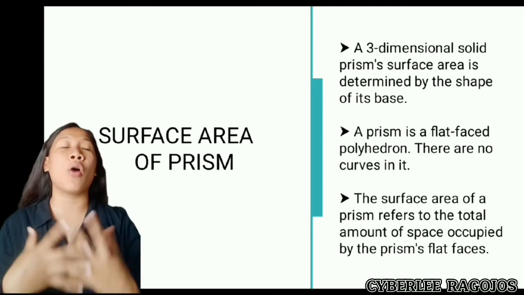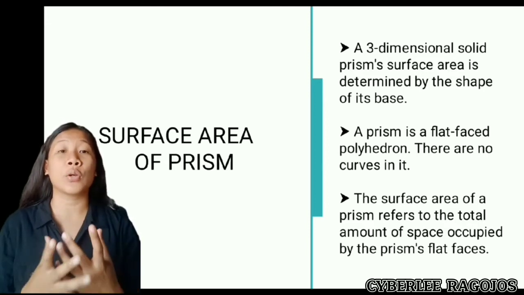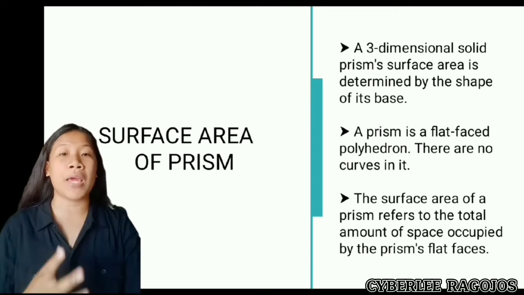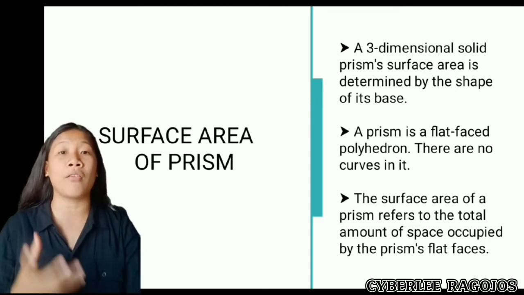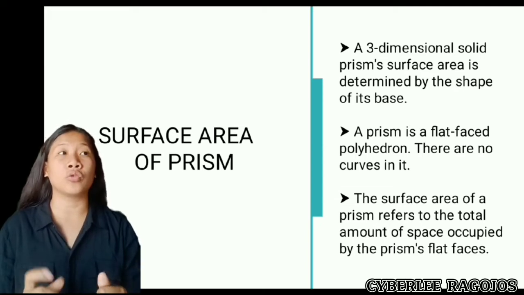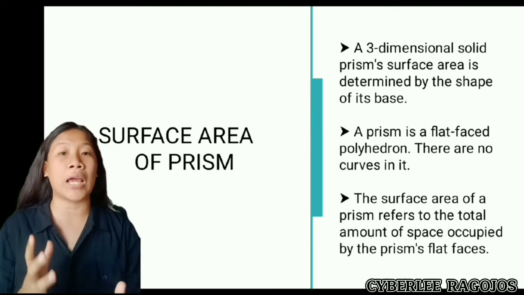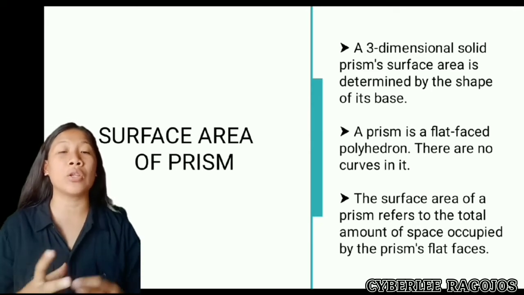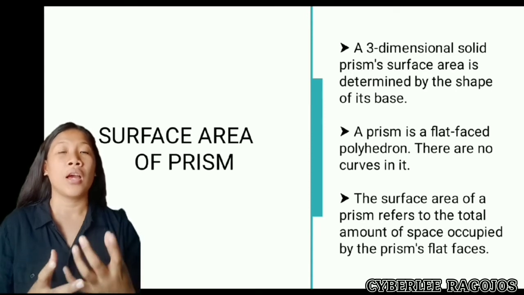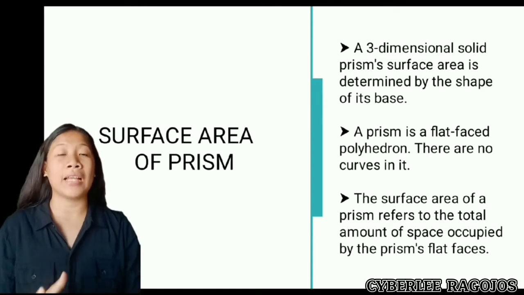So, para makuha daw natin yung surface area, we need to calculate the total space which is occupied ng mga faces ng isang shape, na kung saan nakadepende yung type of prism. We need to sum the areas of all the faces, which is we will get the total area.